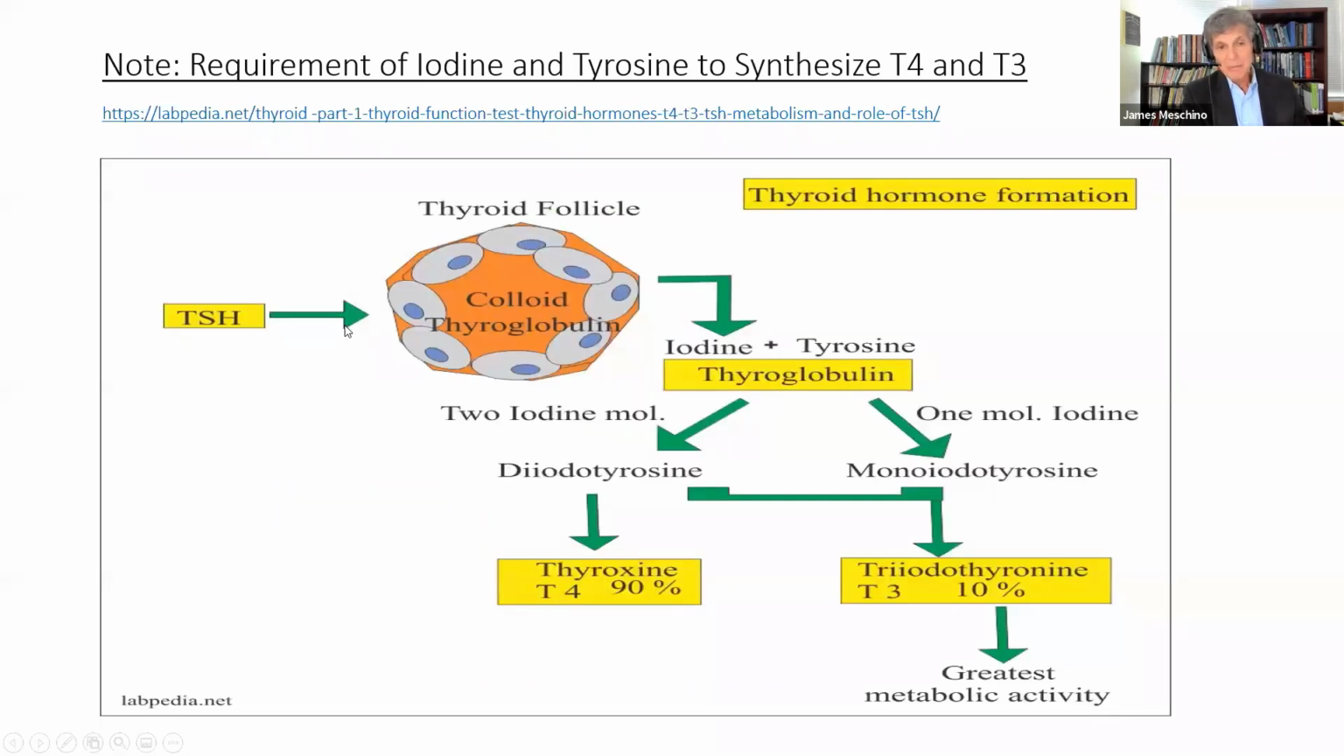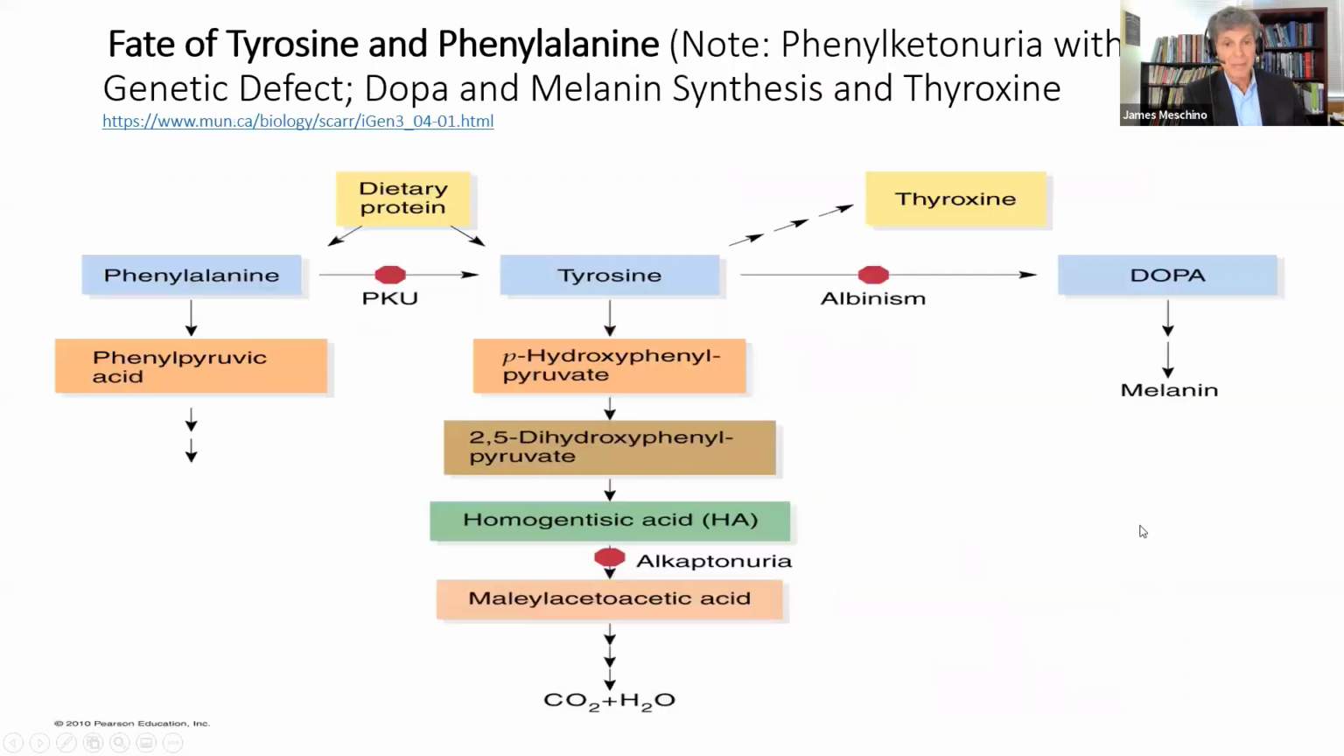And when TSH stimulates the thyroid gland, it increases its synthesis of thyroid hormone by using iodine and the amino acid tyrosine to start making thyroxine, which is T4. That's 90% of what gets secreted. And then you have T3, which is triiodothyronine. But this has the greatest metabolic activity. Remember, a lot of T4 at the peripheral level gets converted to T3.